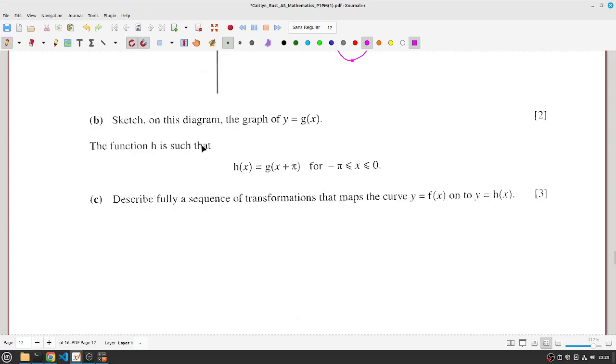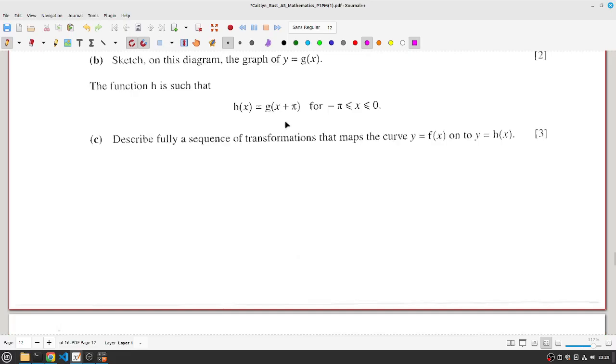Okay, now the function h is such that h(x) is g(x plus pi) between negative pi and 0. Describe fully the sequence of transformations that maps f(x) onto h(x). So to do that, let's start with going from f(x) to g(x), and then we'll go from g(x) to h(x). From f to g, we multiplied by negative 2.